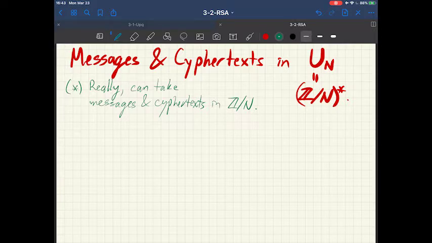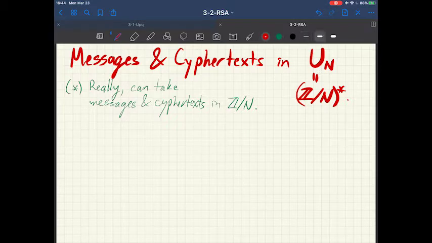However, if you ever deal with an element of Z mod n that is not a unit, in all likelihood you have actually found a prime factor, either p or q of n. So that's already a really, really bad thing. And it would be extraordinarily lucky if you were to ever run into a message or a ciphertext that is actually not coprime to n.